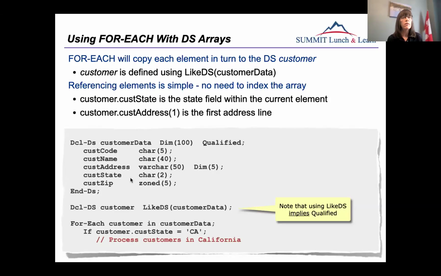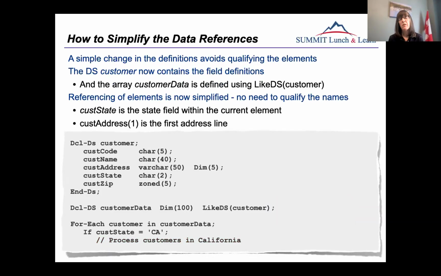So if we want to refer to the custstate within the data structure, we have to qualify that name. If you're one of these people who isn't real keen on qualification, not that it's a bad thing, there's a school of thought out there that everything should be qualified. But if you're not into qualifying, it does mean a little more typing. You can make a simple change to the way you do this, and it becomes a simpler, more streamlined way to refer to the data that you're using in the for each.